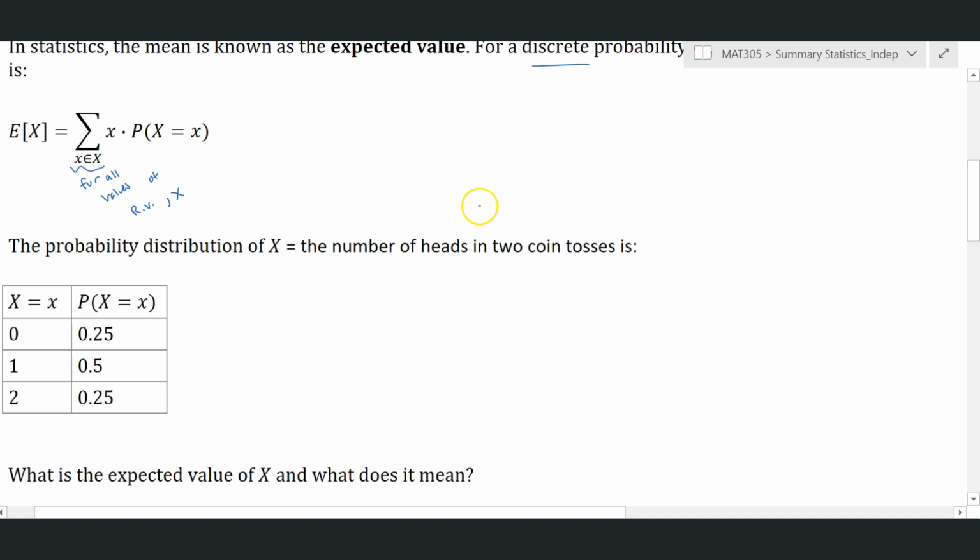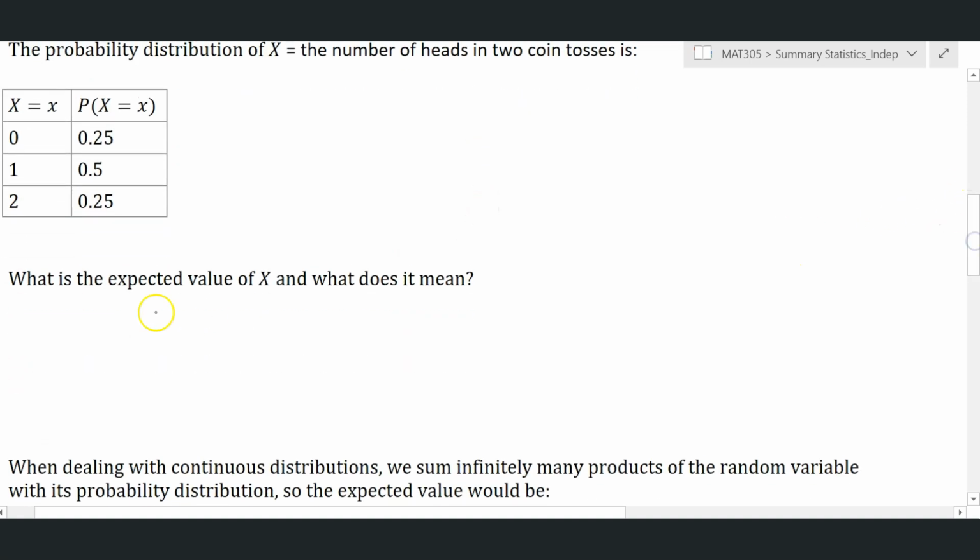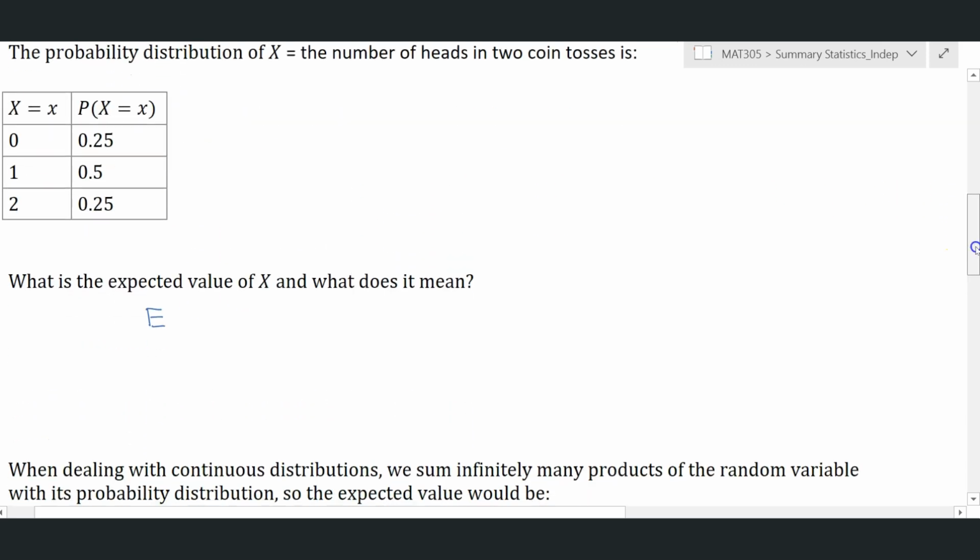So if we want to know what's the expected value and what does it mean, well, the way we typically write the expected value is we write it as E of capital X. There are different notations for this, but we'll use this one here. And that's just going to be the sum of the values times the probabilities. And so we would have 0 times 0.25 plus 1 times 0.5 plus 2 times 0.25. And if you multiply these together, you will get 1.